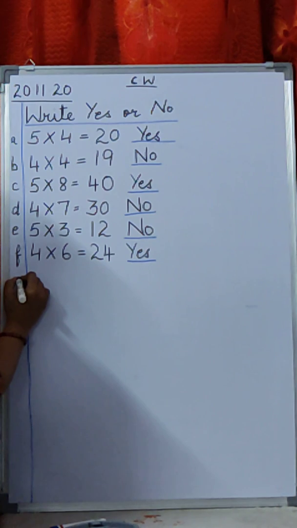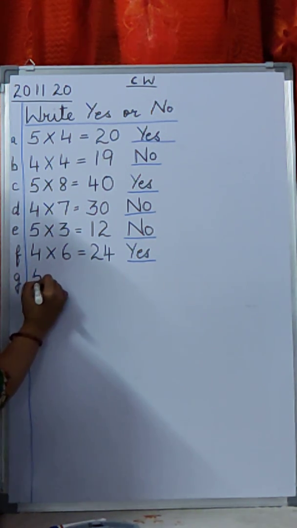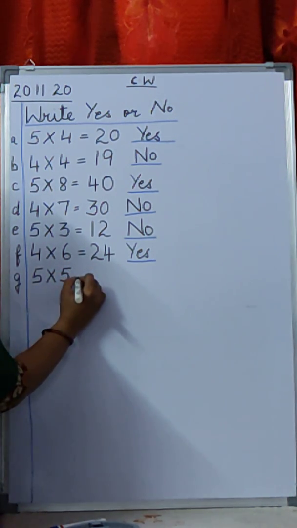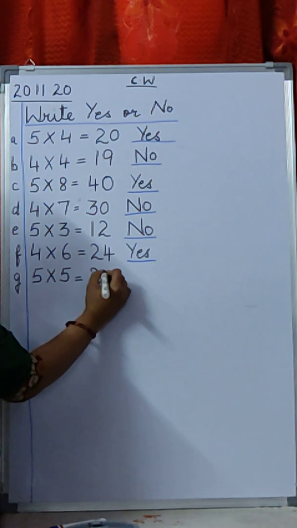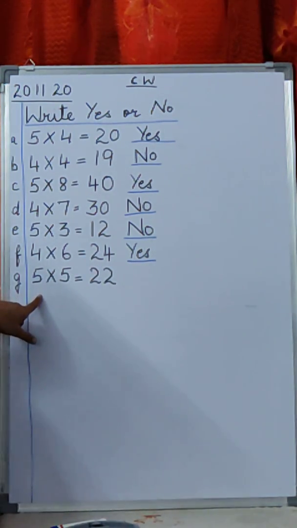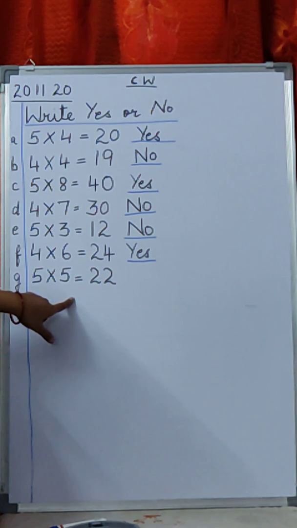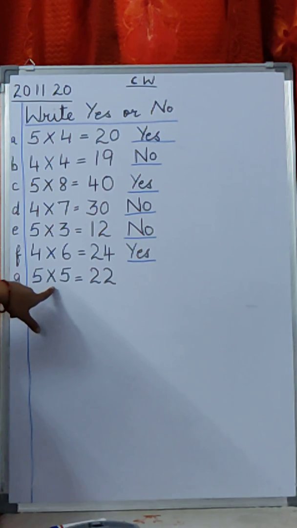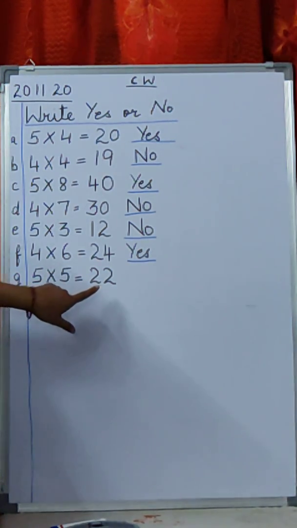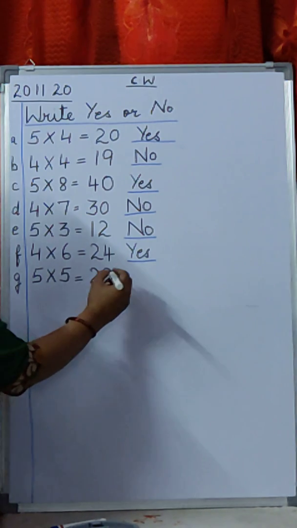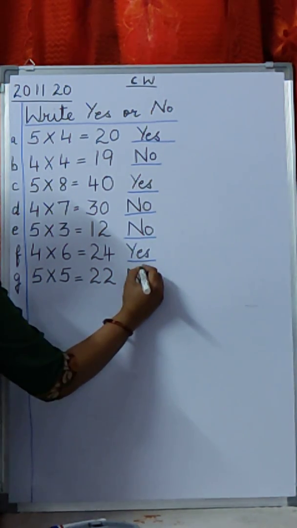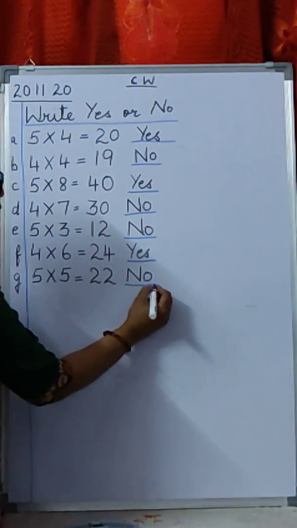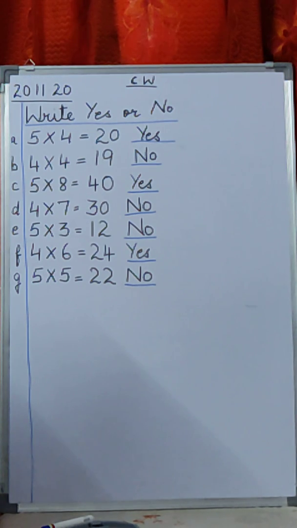Now, five fives are 22. Is this the right answer? No. What is 5 fives are? 5 fives are 25. So this answer is wrong. So we will write over here no. And we underline with a blue color pencil.